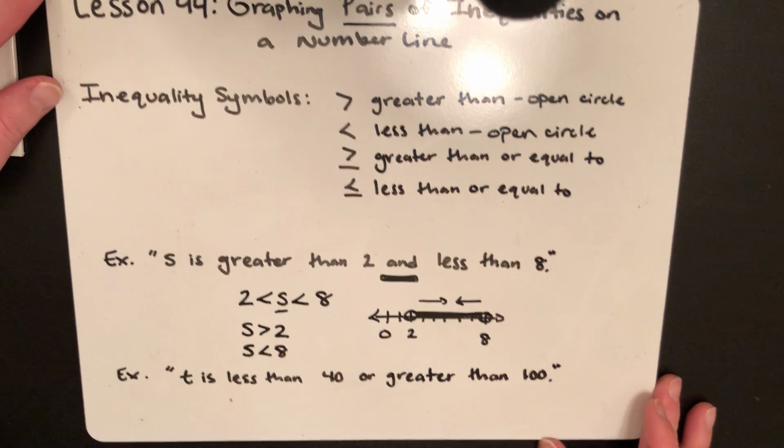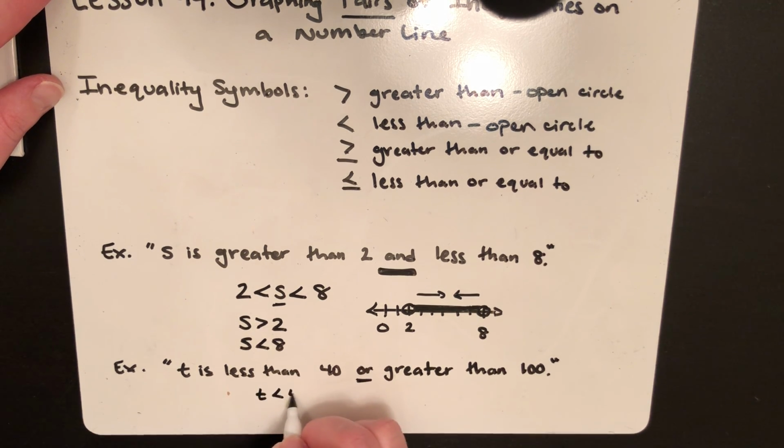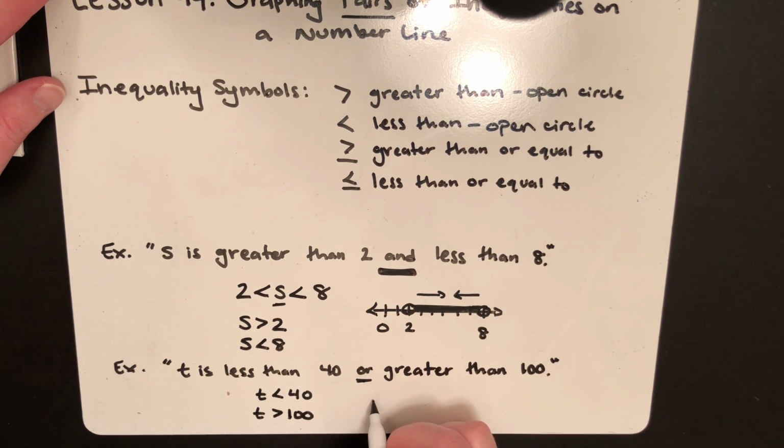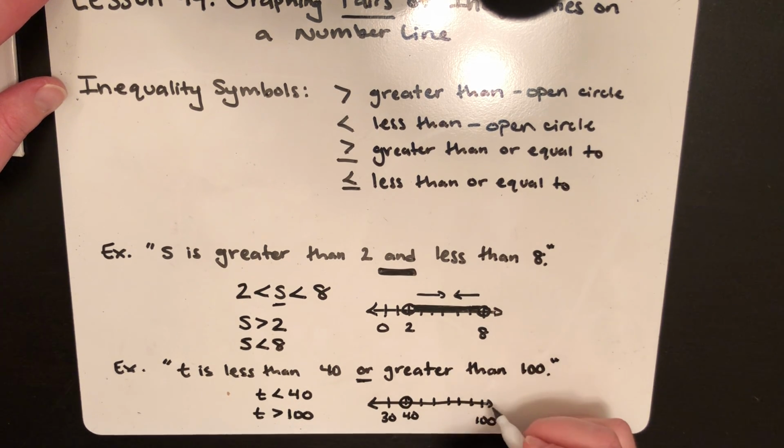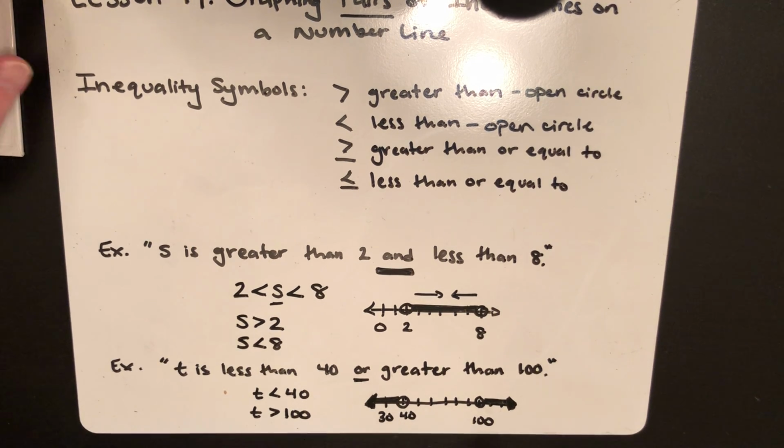The other kind of inequality that we might see is an "or" inequality. So we want T is less than 40, or T is greater than 100. The "or" means that we're going to shade on the outside of our number line. So let's say I have 30, 40, 50, 60, 70, 80, 90, 100. Again, these are open circles. So I'm going to put an open circle at 40 and an open circle at 100. We want T to be less than 40, so we're going to shade to the left here. And I want T to be greater than 100, so I'm going to shade out the other end here. So if I have an "and," I'm going to shade in between the numbers. And if I have an "or," I'm going to shade on the outside of the numbers.